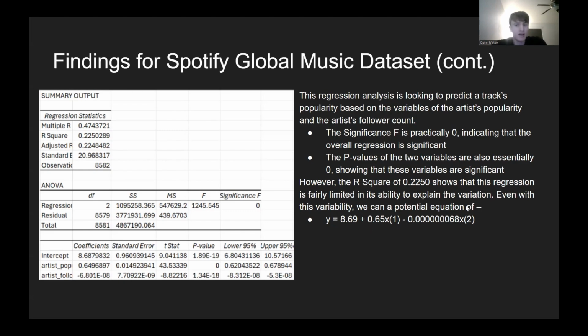these variables. However, even with that, we can have a potential equation for predicting track popularity, which is y equals 8.69 plus 0.65x for our first variable, and then negative 0.00000068x for the second variable. While we do have this equation, it is very limited given the R squared.